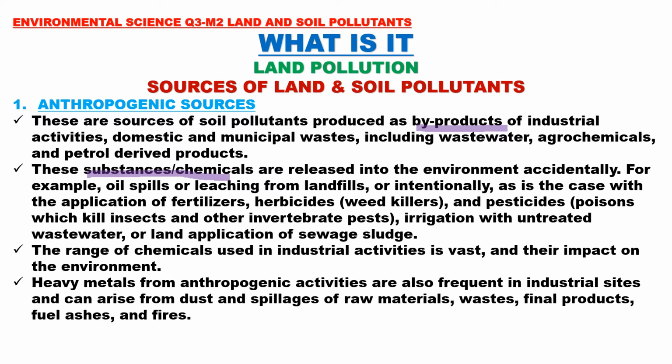or weed killers, and pesticide poisons which kill insects and other invertebrate pests, irrigation with untreated wastewater or land application of sewage sludge. The range of chemicals used in industrial activities is vast, and so is their impact on the environment. Heavy metals from anthropogenic activities are also frequent in industrial sites and can arise from dust and spillages of raw materials, wastes, final products, fuel ashes, and fires.